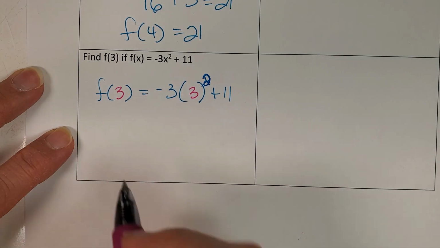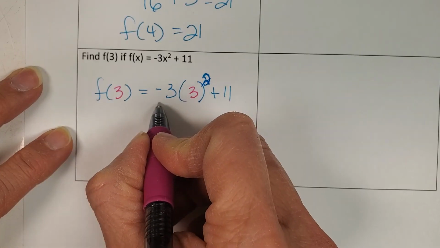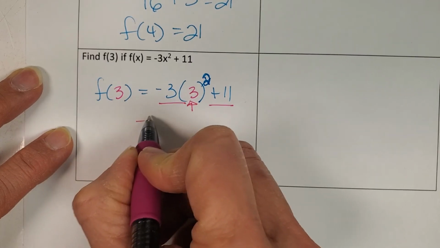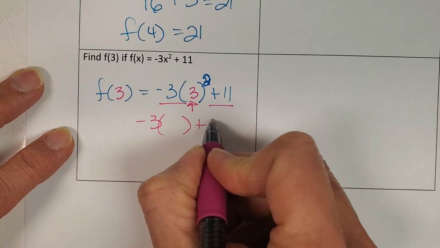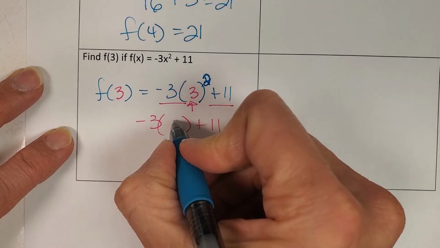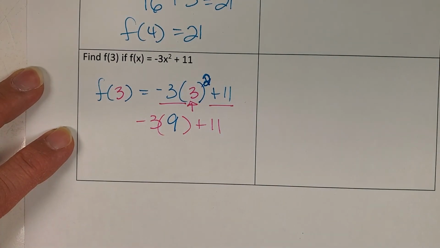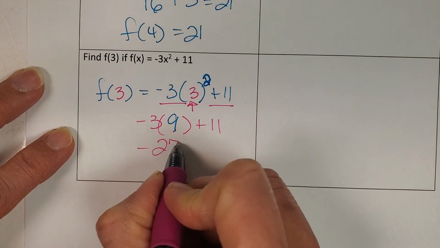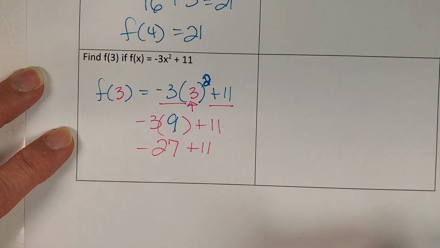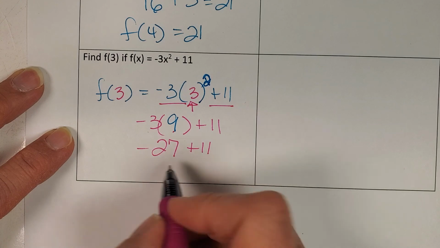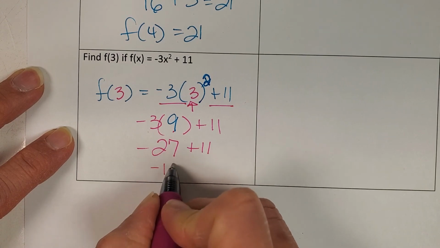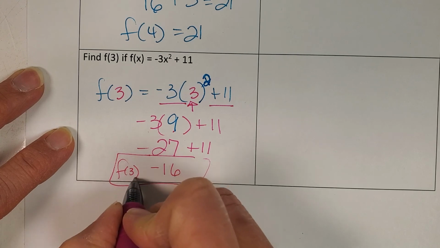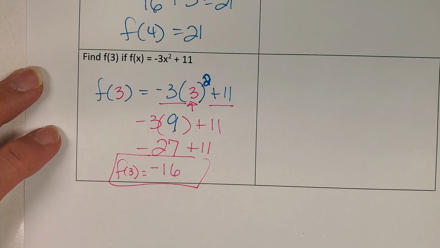Sorry about that. All right, so order of operations, I don't multiply first, I don't add first, I do exponents first. So I have -3 times 3 squared. And what is 3 squared? It is 9. Now I do -3 times 9, which is -27, and I add it to 11. -27 plus 11 is -16. So I have f of 3 equals -16.